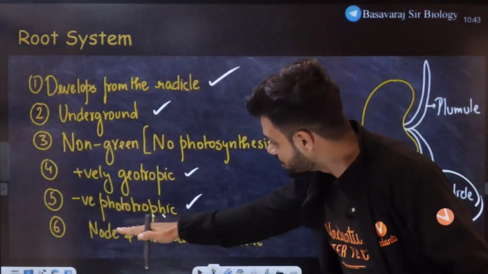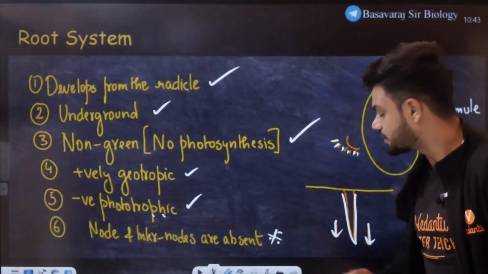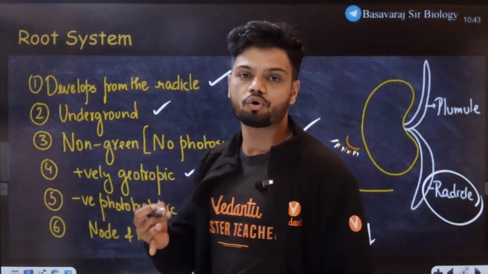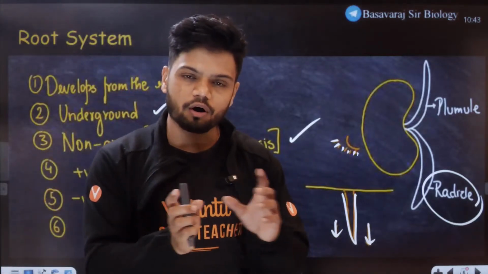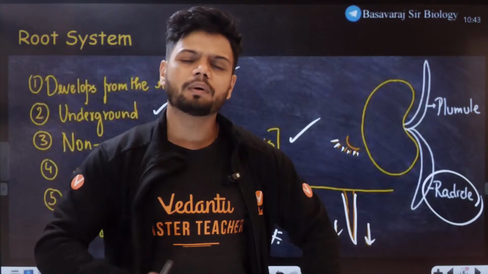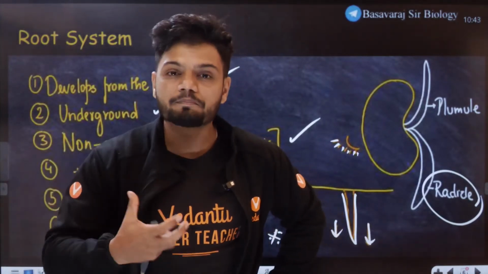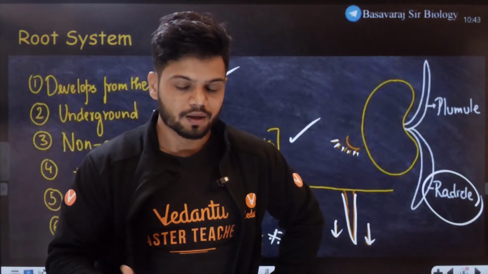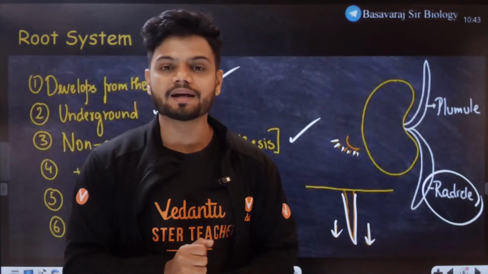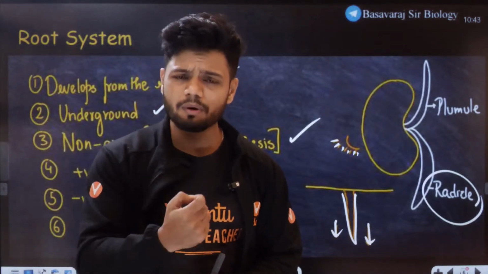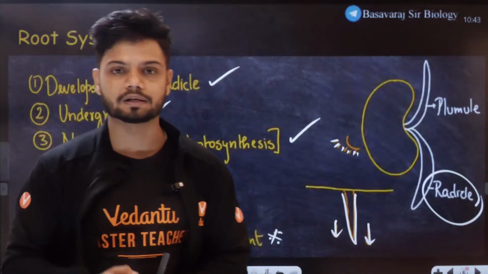Okay. Nodes and internodes are absent. The most important line here. So in the case of roots, nodes and internodes are going to be absent. Now, if that is out of the way, what is the main function of root? The main function of root is absorption of nutrients and water, and also the main function of roots is anchorage. And there is also one more line. Some of the roots are responsible for hormone production, auxin and gibberellins.